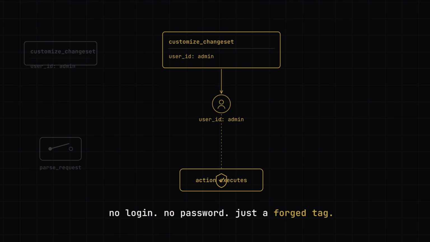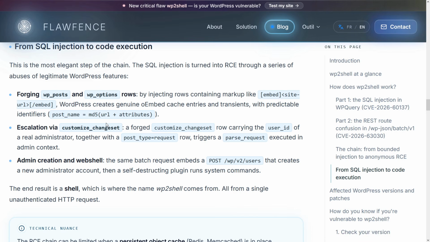So basically the change we're talking about here, customize_changeset, is just a WordPress post type used by the customizer, the live preview theme editor, and that's what they exploited here.